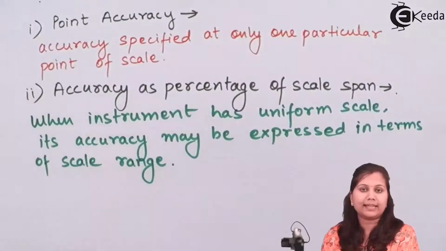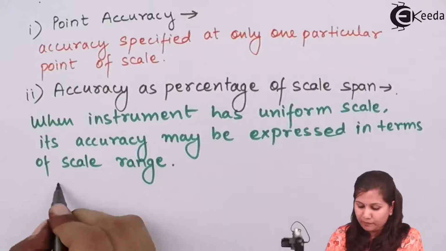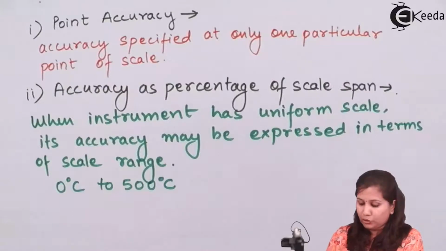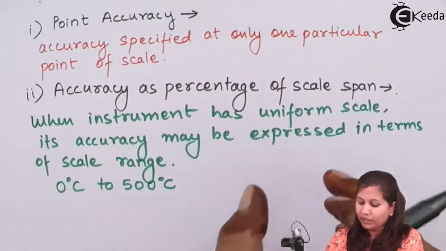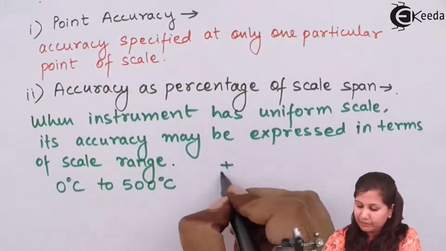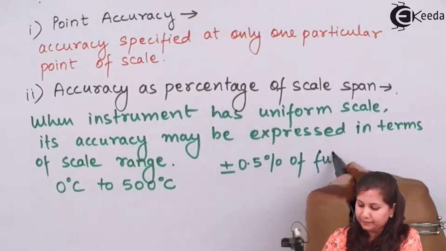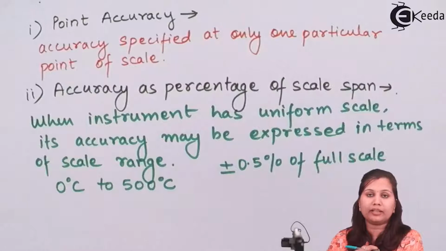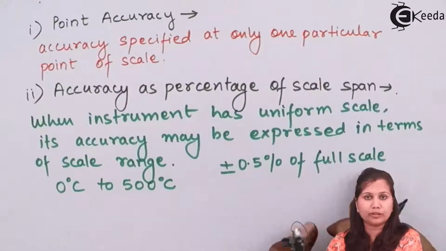Let's take an example of a thermometer. It has a range from 0 degree Celsius to 500 degree Celsius. So the range of this thermometer is 500 degree Celsius. We define the accuracy as plus minus 0.5% of the full scale. Full scale is what? 500. When the pointer points towards the maximum value, that maximum value is 500 degree Celsius, so that is the full scale reading.